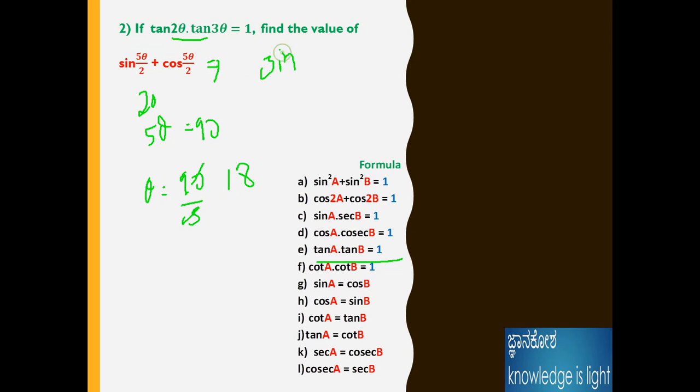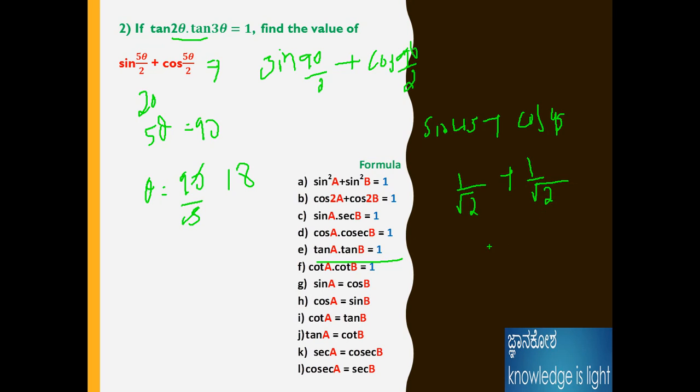Sine of 18 theta, what is 18 theta? It is 90 by 2, which is 45. Okay, fine, I will take it as one more step. Sine of 45 degrees, because 90 by 2 is 45 degrees, therefore cos of 45 degrees. Here it is a simple one: sine of 45 is 1 by root 2, cos of 45 is 1 by root 2. Therefore the answer should be root 2 for this question.